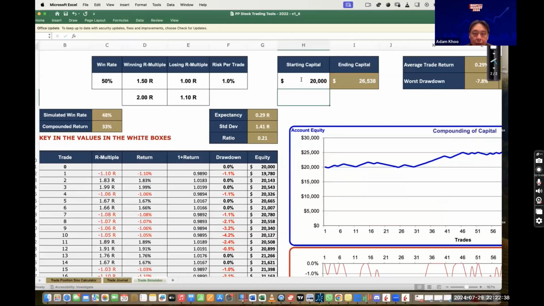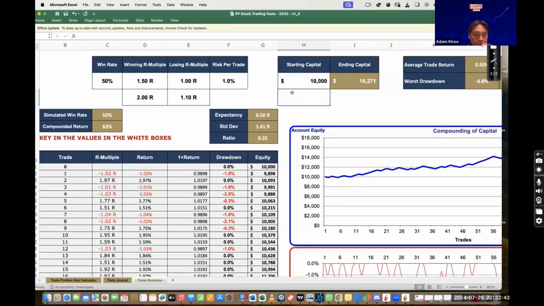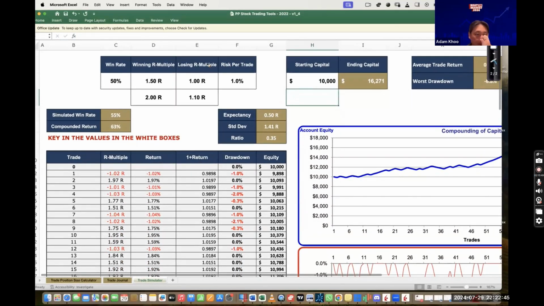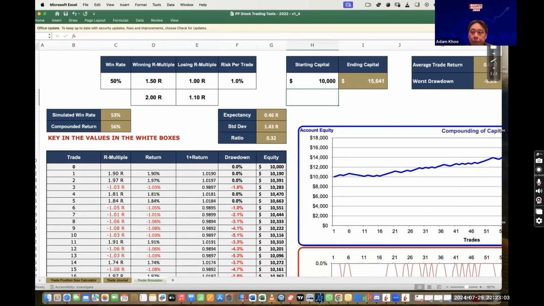Now, if you start with 10 grand, for example, you can see that even at a 55% win rate, you get a 63% compounded return. That's pretty good, right? Now, it's a random number generator. So sometimes you may get a lower number. Let me get a lower number. So at a 53% win rate, your 10 grand goes to 15 grand. That's a 56% return in a year.